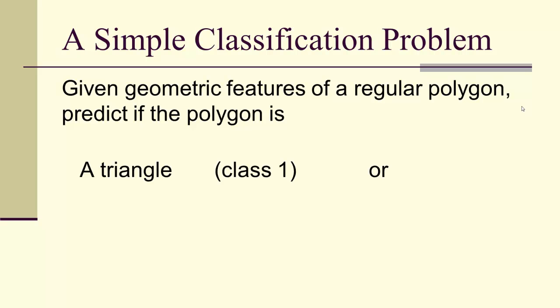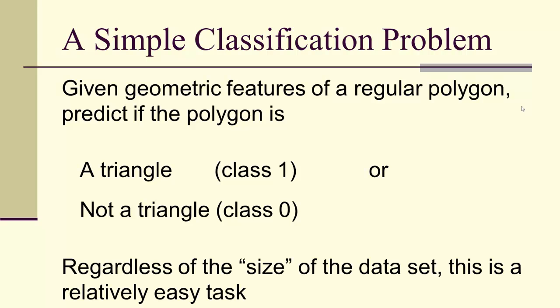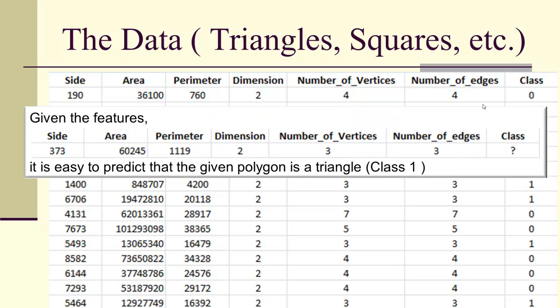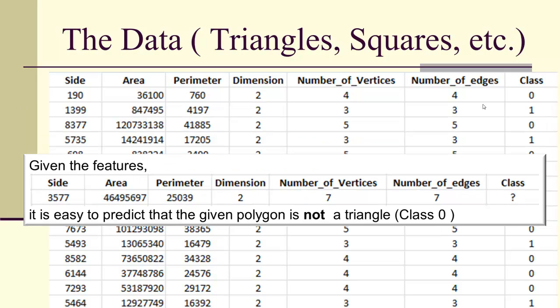You've got a regular polygon. You want to predict if it's a triangle, class 1, or not a triangle, which we'll call class 0. This is actually a pretty easy task. Here's the data. Notice that you can just look at the number of vertices and figure out, for instance, that this observation is of a polygon that is class 1, a triangle, whereas this is an observation of a polygon that is definitely not a triangle.